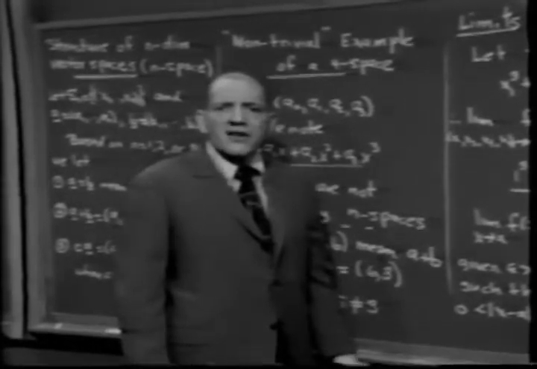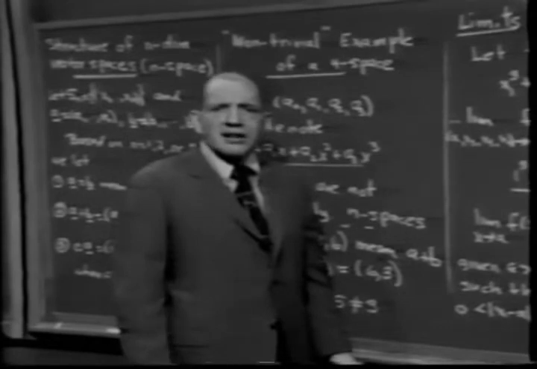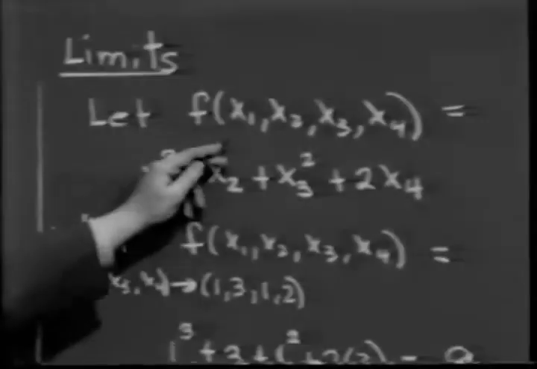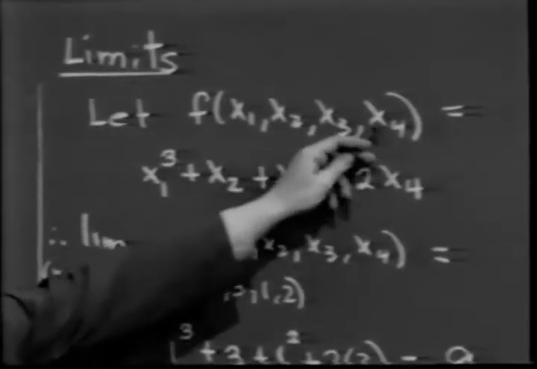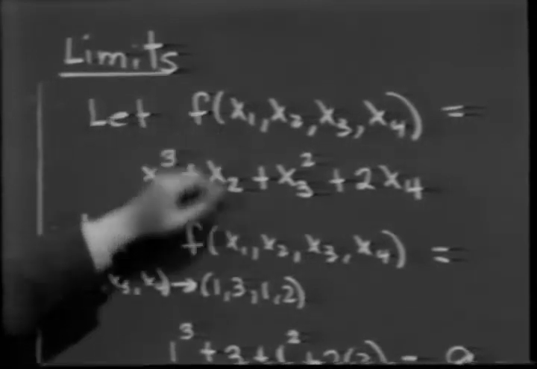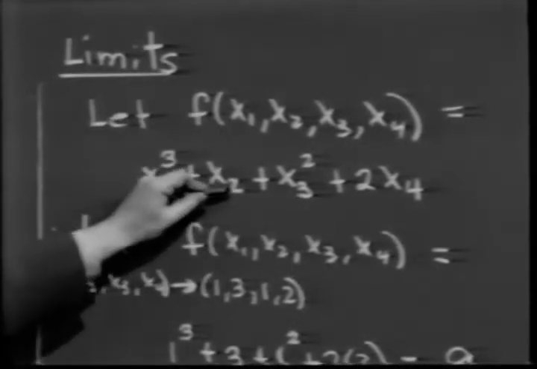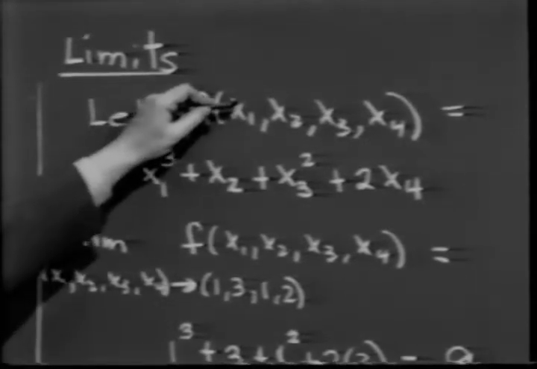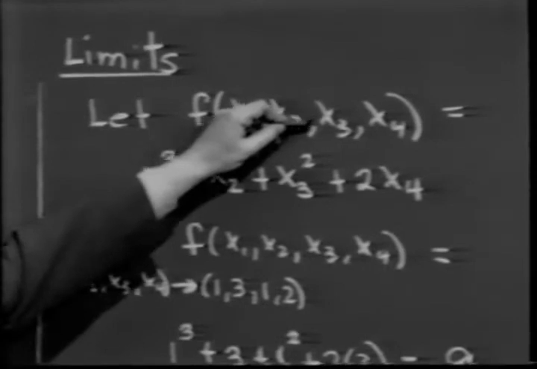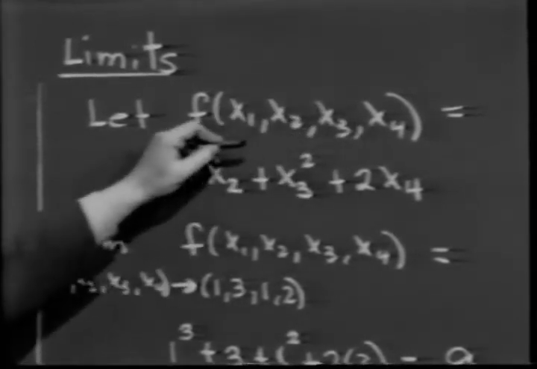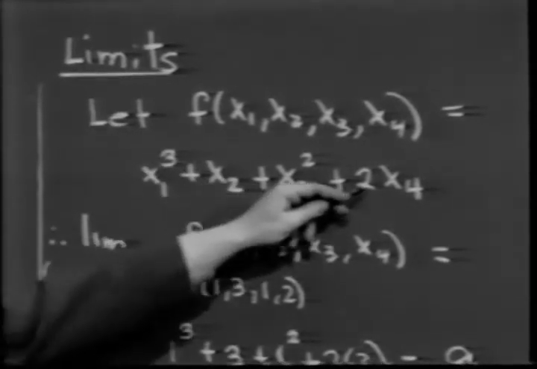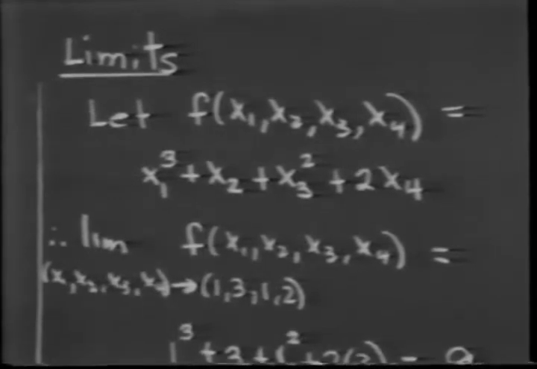We now know that we can view functions of several variables as functions that map n-tuples into numbers, and as a result, it now makes sense to talk about things like, suppose you were given the n-tuple x1, x2, x3, x4, and suppose that under f, that n-tuple was mapped into x1 cubed plus x2 plus x3 squared plus 2x4. For example, if I were to replace x1 by 1, x2 by 3, x3 by 1, and x4 by 2, I would arrive at the result what? 1 cubed plus 3 plus 1 squared plus 2 times 2, and I can compute that output.